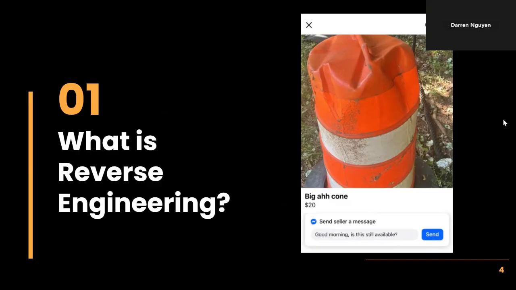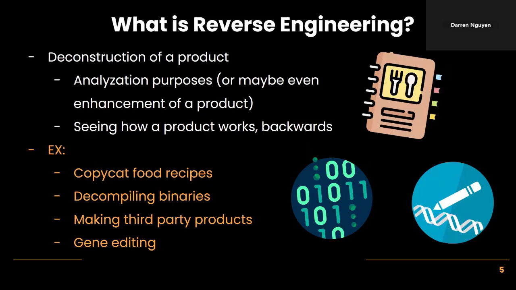It's just finding out how something works through just the output. Yeah, pretty much. Reverse engineering is a deconstruction of a product, exactly what you mentioned. So there's an output, and then you try to figure out what exactly causes that output, right? So that is what reverse engineering is. It's a deconstruction of a product. Usually, when people do any sort of reverse engineering, it's for analyzation purposes or maybe even enhancement of a product. Because when you know how a product works, you can make a lot of changes to it, right?